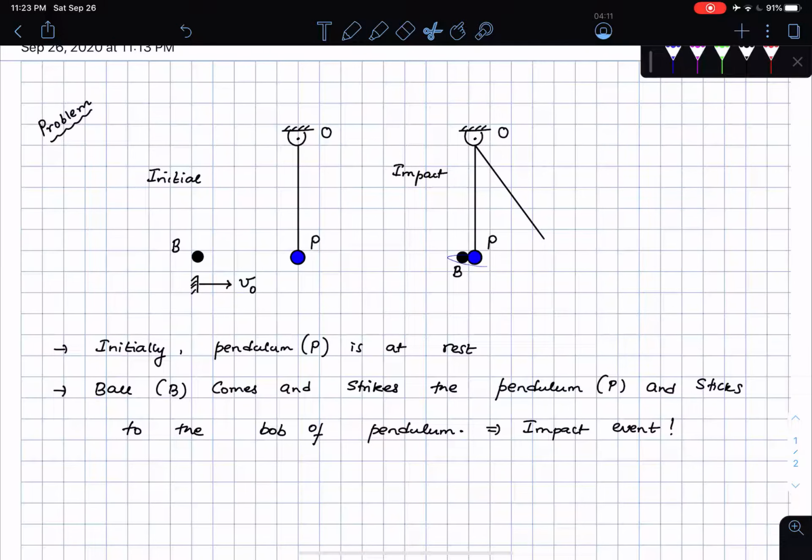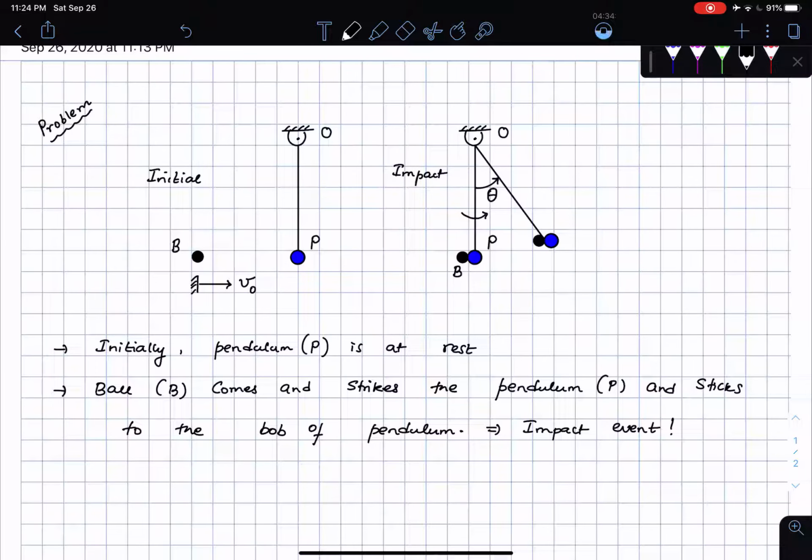I'm going to copy these two, paste them here, and bring them together. They're both going to stick with each other and then swing. So right after impact, everything is going to start swinging, and I'm told that this is an angle theta.